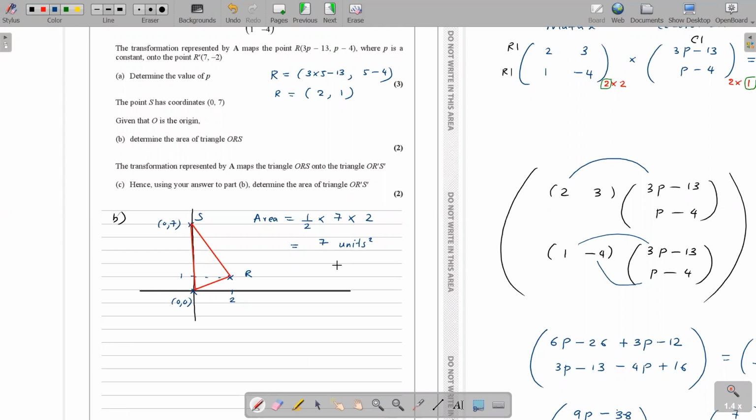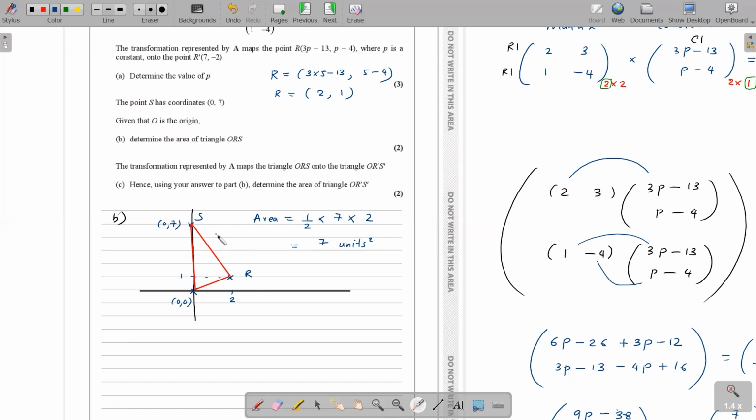Okay, and then they say part C, the transformation represented by A maps the triangle ORS onto the triangle OR dash S dash. Hence, using your answer to part A, part B, determine the area of triangle OR dash S dash. How does that work? Now they tell you this transformation is going to map this particular triangle into an image OR dash S dash, and then they are asking you to determine the area of that image triangle.